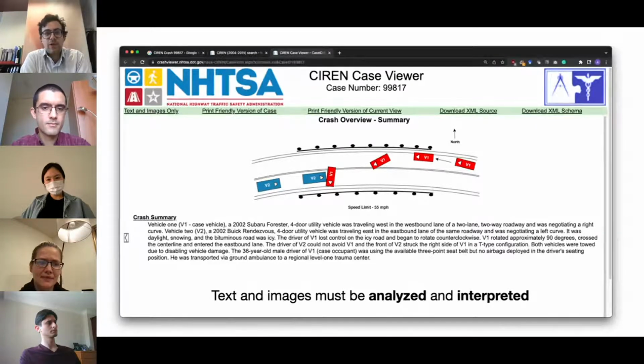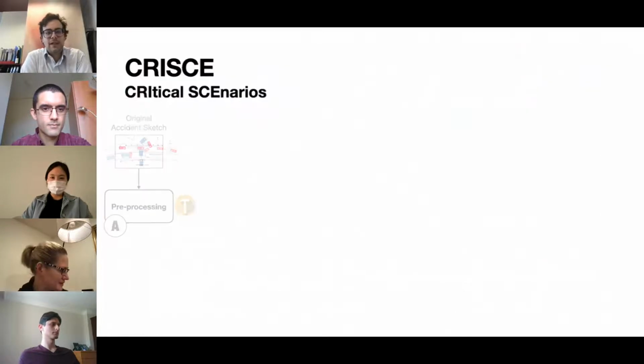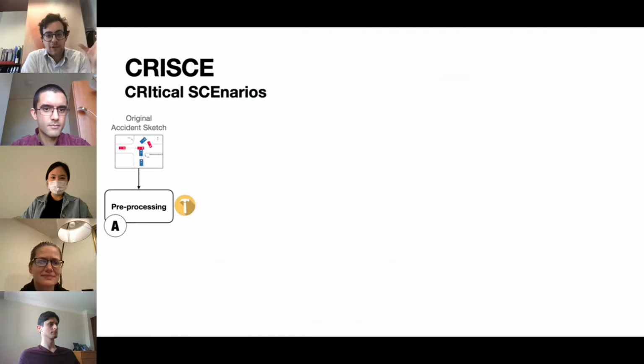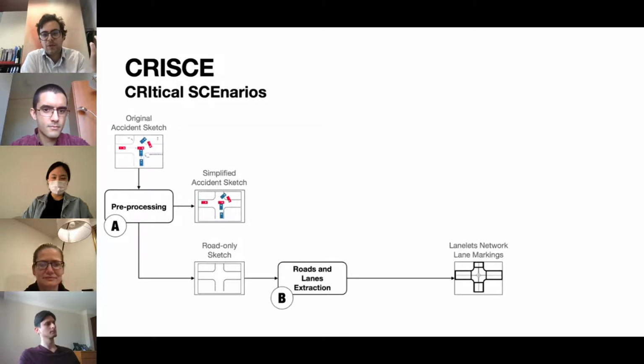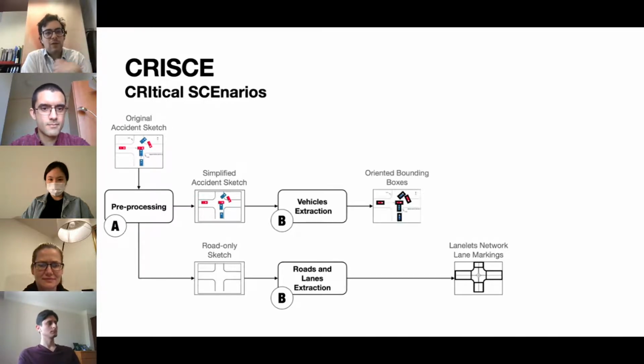Okay, those are the challenges that Crisce tries to address. So specifically, Crisce looks at the sketches, and Crisce stands for critical scenarios. And what it does is it takes the picture, the sketch. We do a slightly manual processing to simplify subsequent operations. And what it does, it uses image analysis to extract information about the road geometry and whatever is possible on lane markings and lane configurations. Then it tries to identify vehicles in those sketches by means of what we call oriented bounding boxes. So it tries to identify where the vehicle is and its rotation angle.